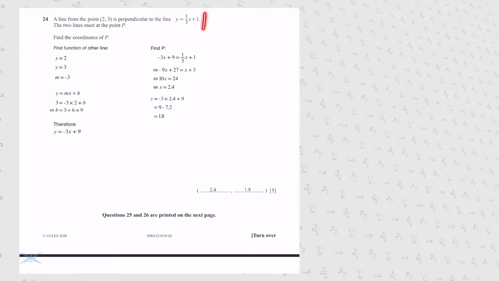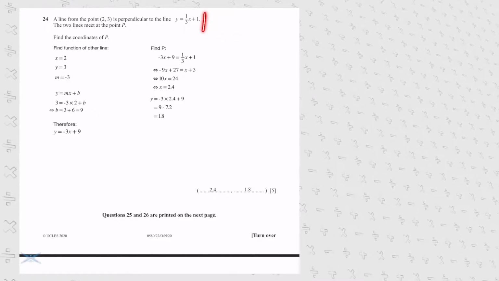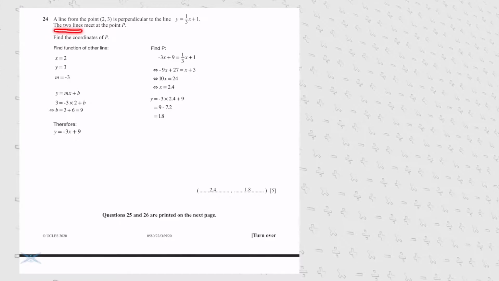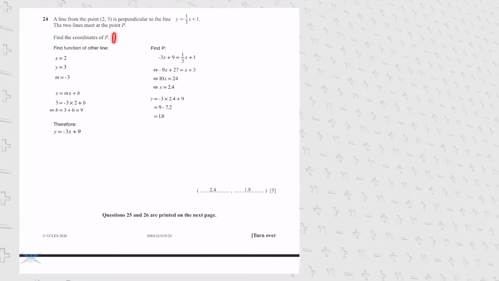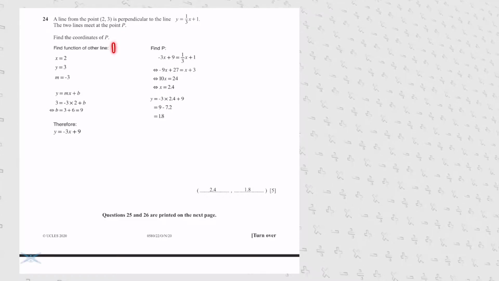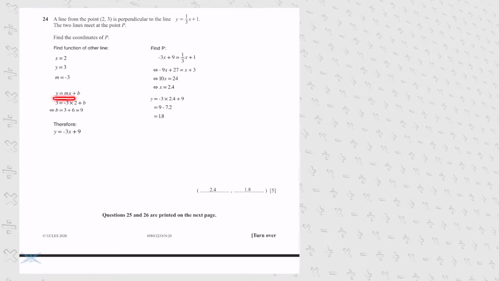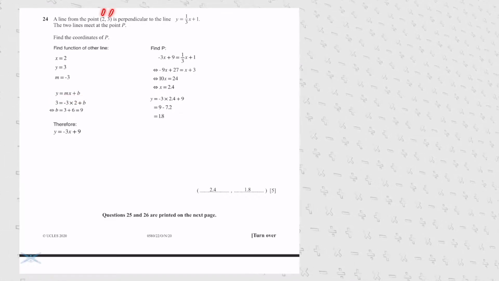In 24, we are provided with the information that a line from point (2, 3) is perpendicular to the line y equals 1/3 x plus 1, and the two lines are supposed to meet at the point P. Thus, we are required to find its coordinates. To do so, we firstly need to find the function for the other line, and we can do so by exploiting the formula for general linear functions. So we substitute x and y with 2 and 3.